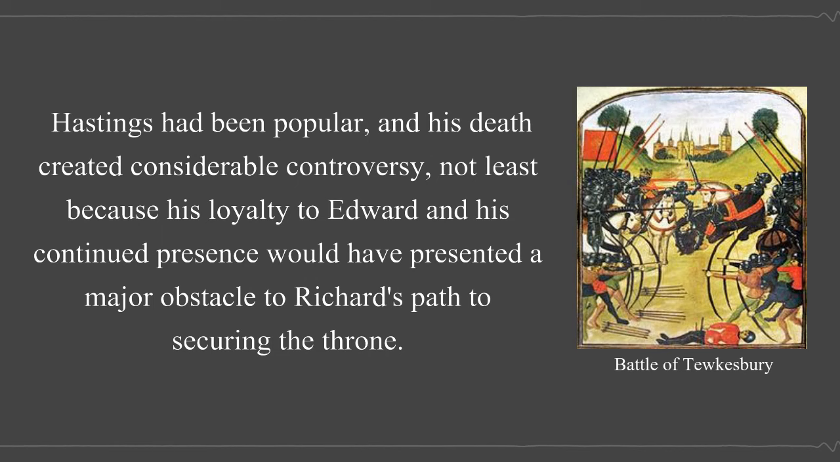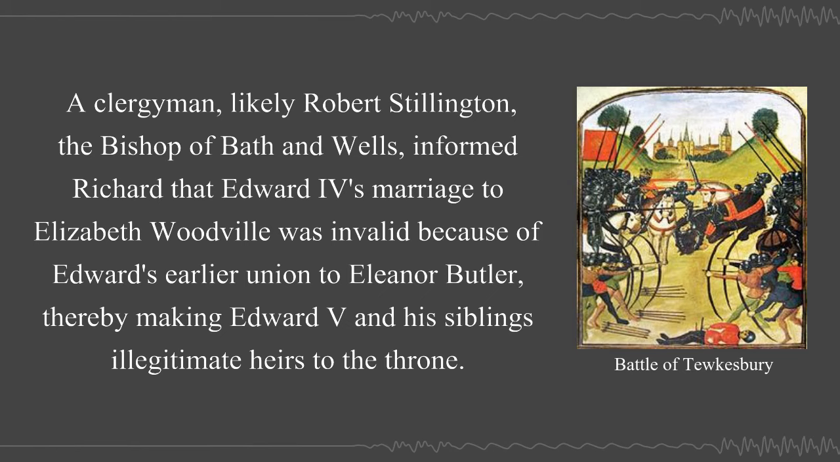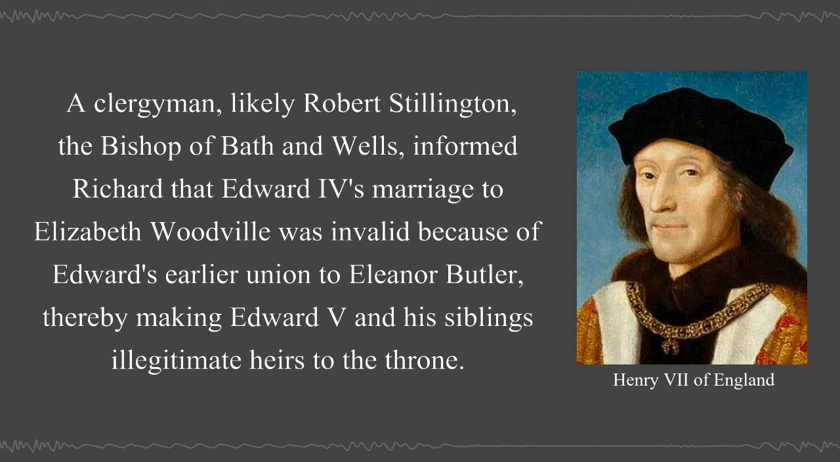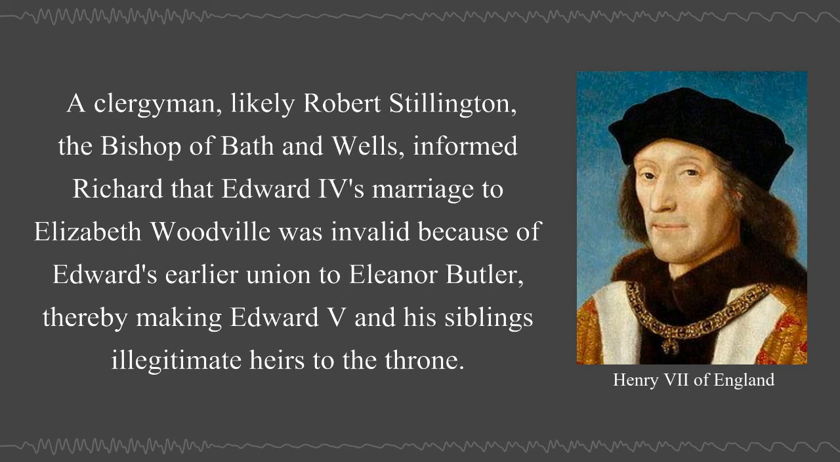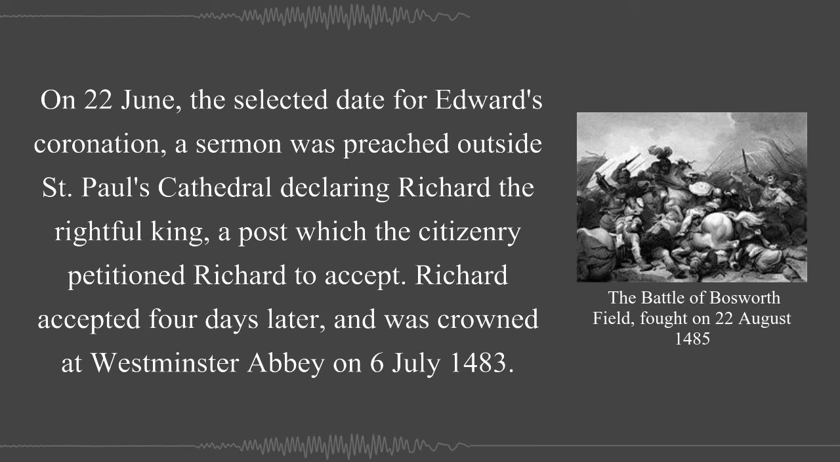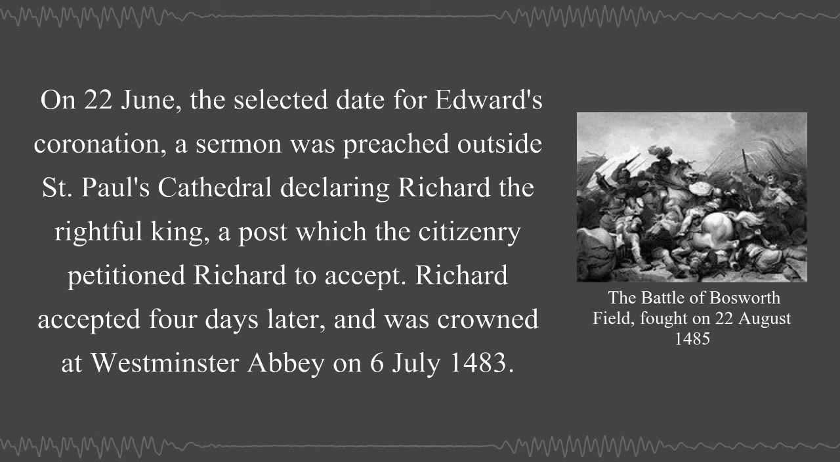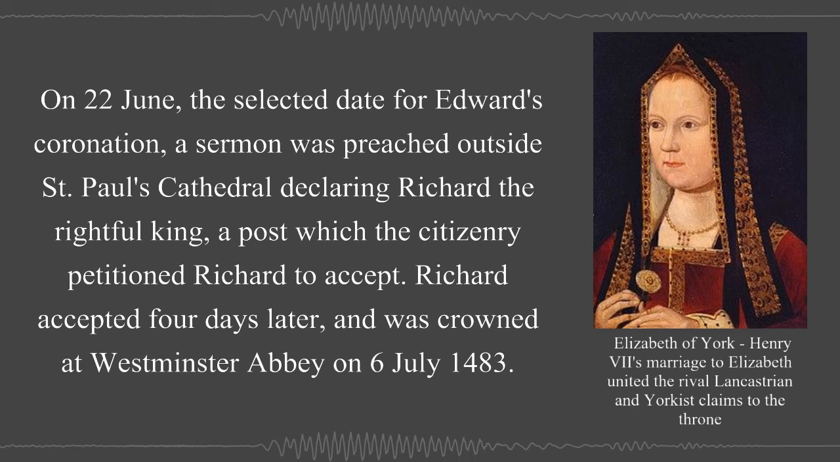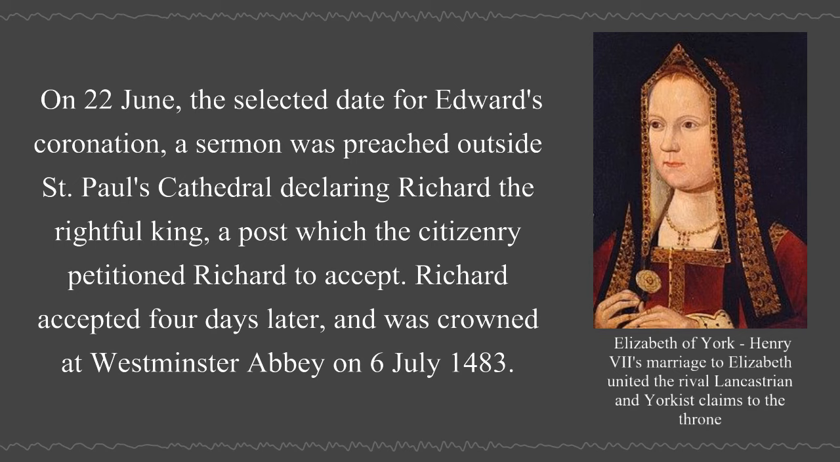A clergyman, likely Robert Stillington, the Bishop of Bath and Wells, informed Richard that Edward IV's marriage to Elizabeth Woodville was invalid because of Edward's earlier union to Eleanor Butler, thereby making Edward V and his siblings illegitimate heirs to the throne. On 22 June, the selected date for Edward's coronation, a sermon was preached outside St. Paul's Cathedral declaring Richard the rightful king, a post which the citizenry petitioned Richard to accept. Richard accepted 4 days later and was crowned at Westminster Abbey on 6 July 1483.